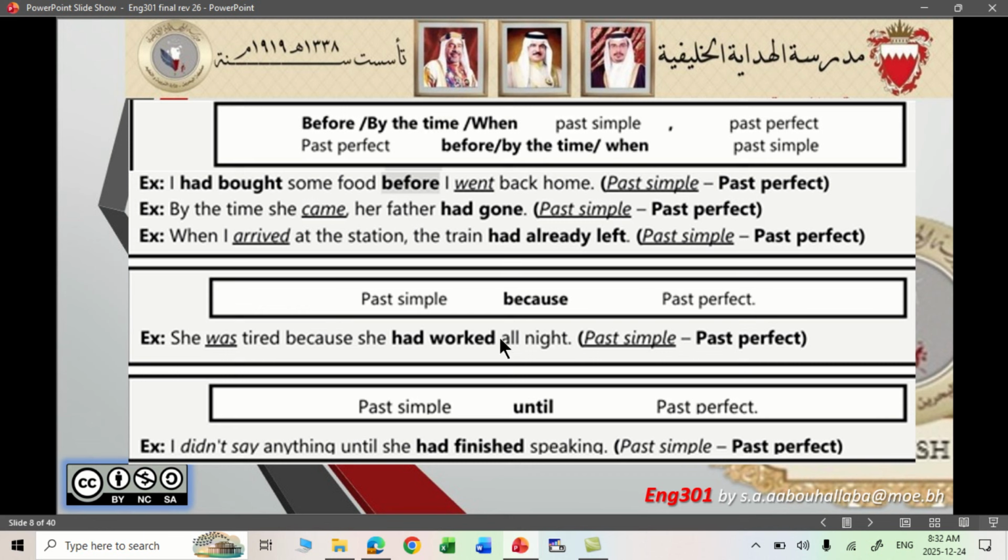Okay. Also, we use the word because. She was tired because she had worked all night. Okay, so she was tired because she had done something before. The oldest action is in the past perfect. Also, we use it with words like until. I didn't say anything until she had finished speaking.